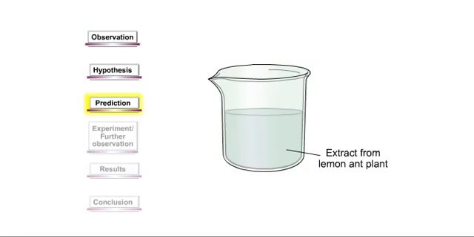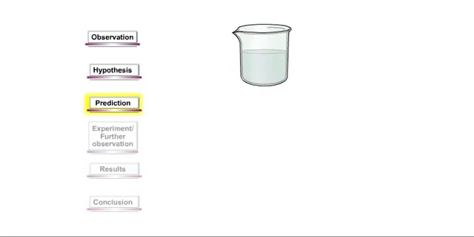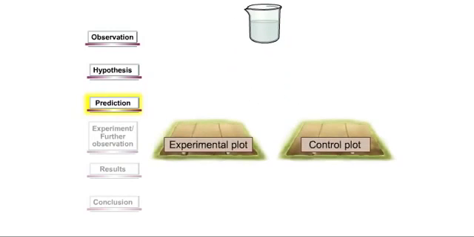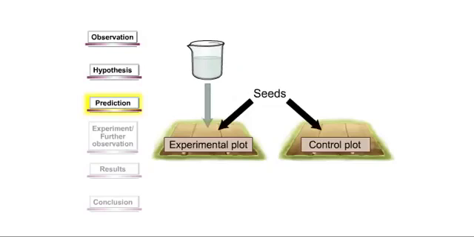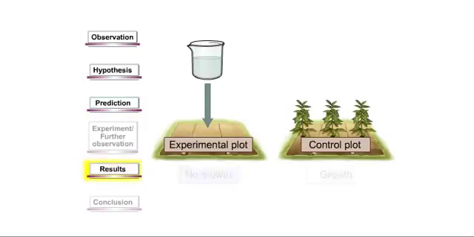To discover whether those chemicals inhibit the growth of other plants, you prepare two identical plots of ground and seed them both with the same variety of plants. You then spread the plant extract over the experimental plot, but you leave the other plot, called the control plot, untreated. Sure enough, no new plants grow in the area that you treated with the alcohol extract, but plants grow well in the untreated areas.